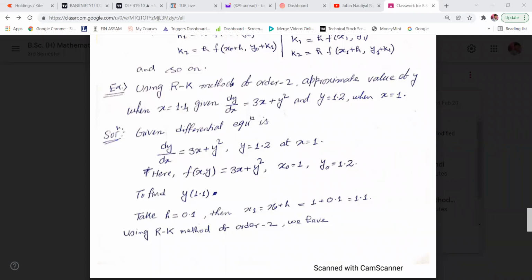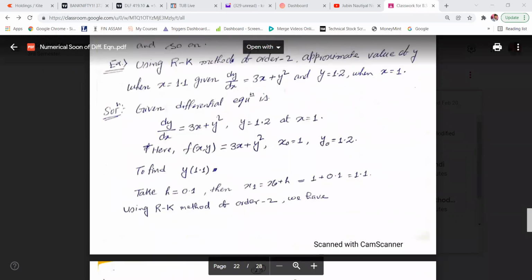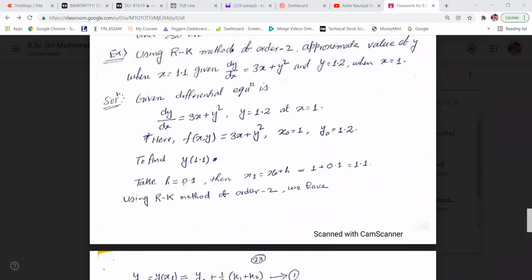And you need to find out the value of y at the point 1.1. So to find y at x equal to 1.1, here you need to choose h. So I am taking h equal to 0.1.